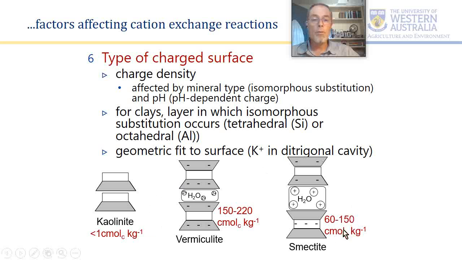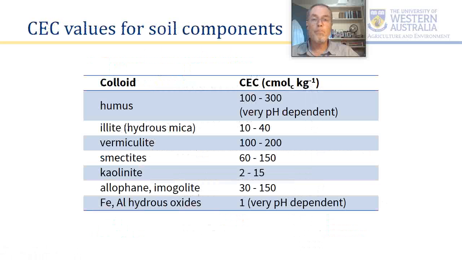In soils which have 2-to-1 clays, though, vermiculite and smectites can obviously contribute quite a large proportion of the cation exchange capacity. And remember that the charge on these clays is permanent, not pH dependent. So the substitution occurred during mineral formation, so it doesn't go away. It doesn't change in response to pH. Okay, there's another summary of these things.